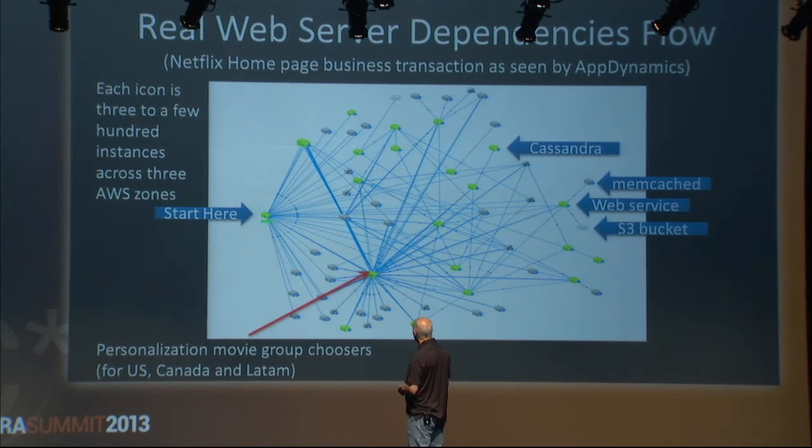This thing here is a few hundred web servers, all Tomcat servers. Out here it's all Java end-to-end. Using AppDynamics, we track all these. There's a Cassandra cluster. There's a Memcache. There's a bunch of things.